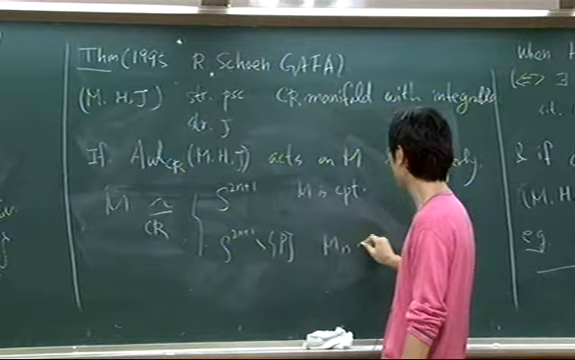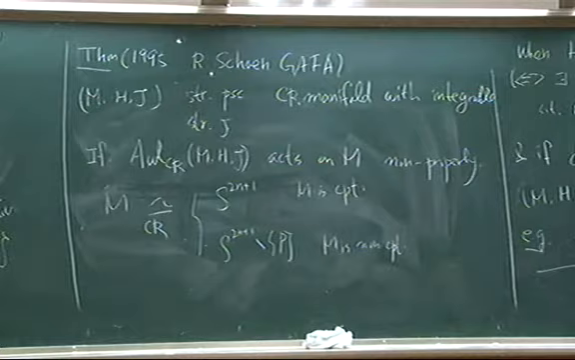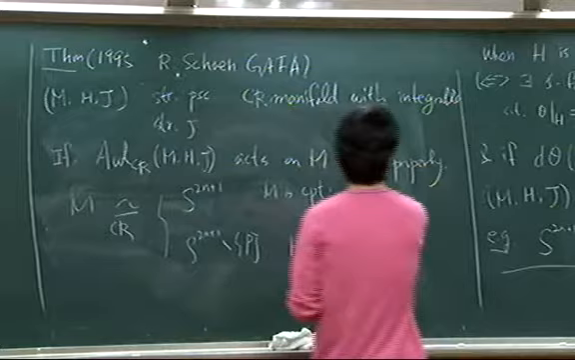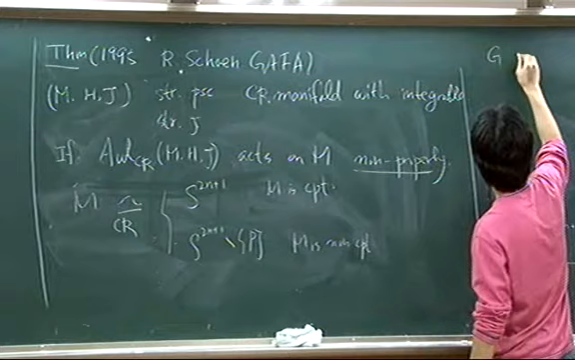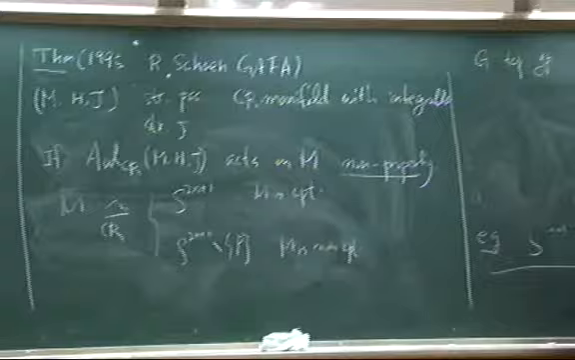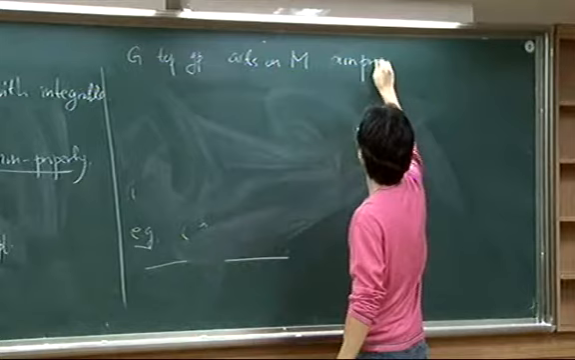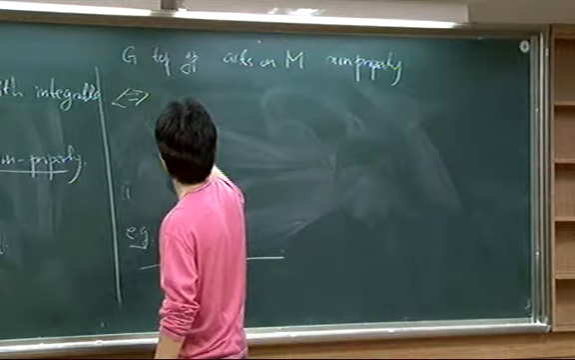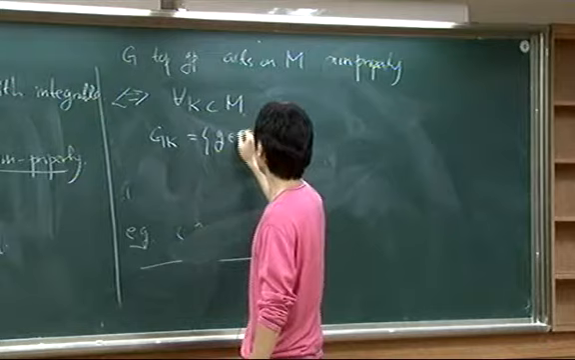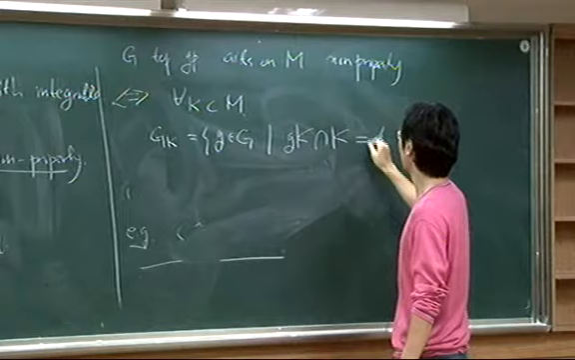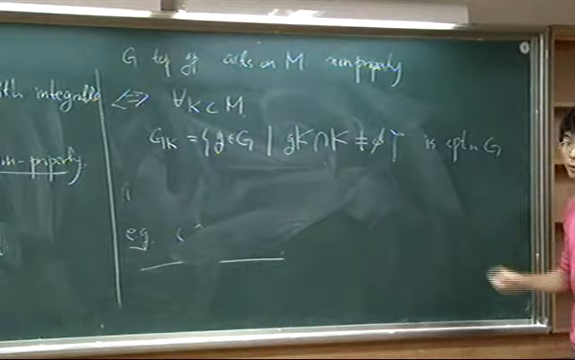So what is the meaning of non-proper action? I will explain it. The exact definition of non-proper action is as follows. A topological group G acts on a topological manifold M non-properly if and only if for every compact set K, the set of g in G with gK intersecting K non-empty is not compact in G. This is the definition of non-proper action.